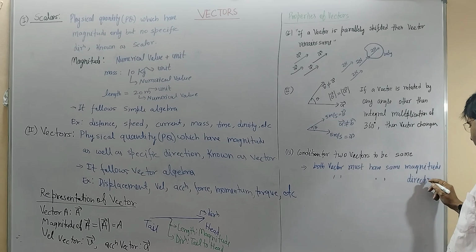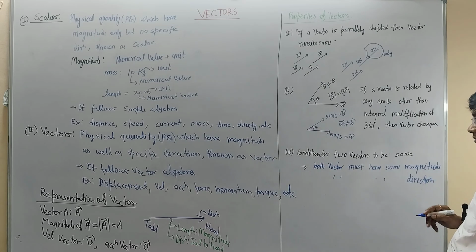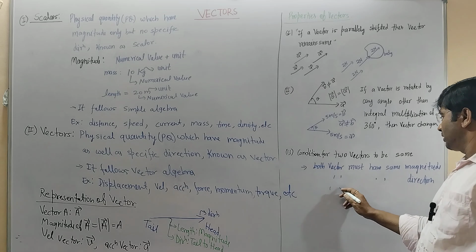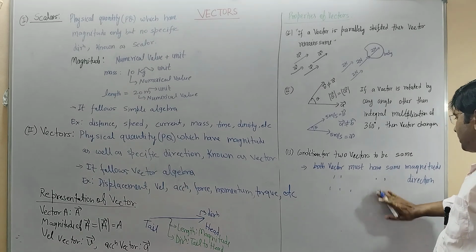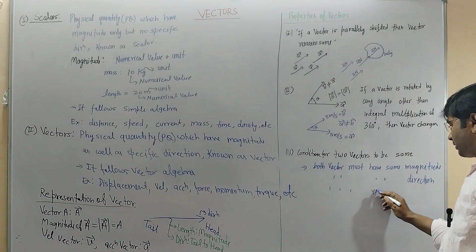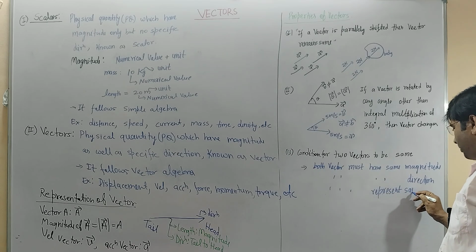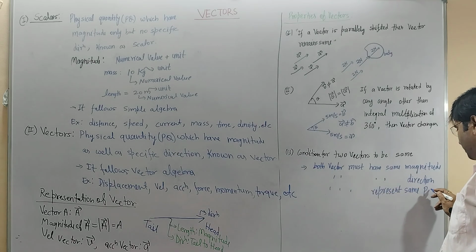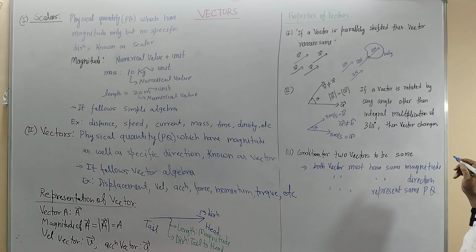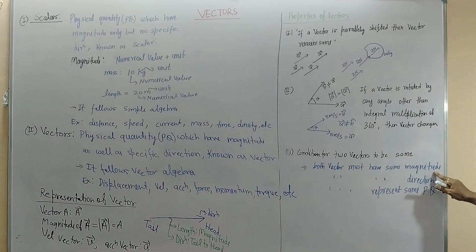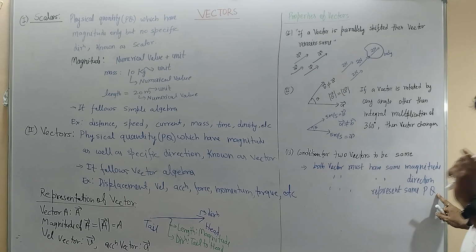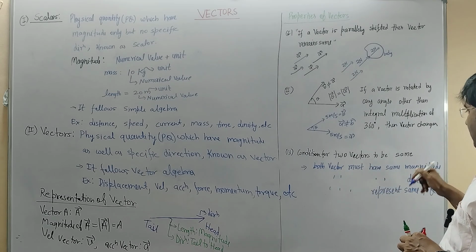This is not enough. Direction and magnitude both, the vectors must represent the same physical quantity. This PQ means physical quantities. So three things: same magnitude, same direction, and should represent the same physical quantities. Clear? Then we will say that both vectors are the same.